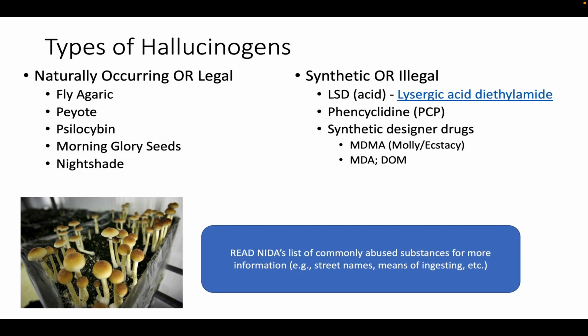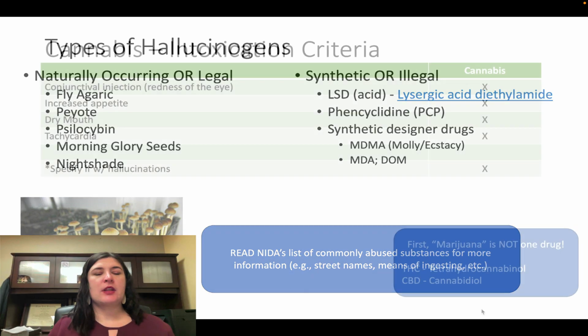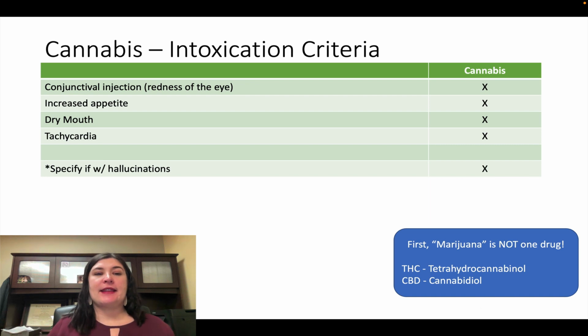The different types of hallucinogens include naturally occurring ones like peyote, psilocybin, which are mushrooms, nightshade, and then the synthetic or illegal kinds, which are LSD, phencyclidine, which is PCP, synthetic designer drugs like MDMA or Molly. Now let's take a look at the cannabis intoxication criteria.